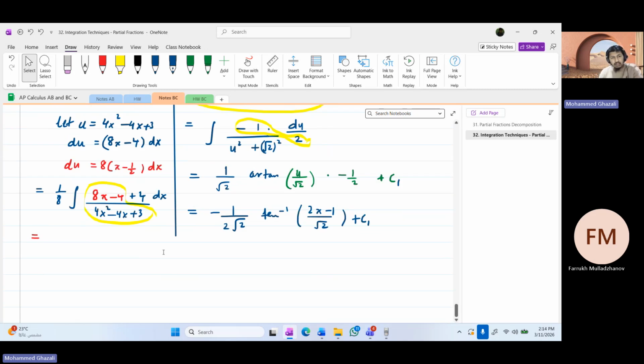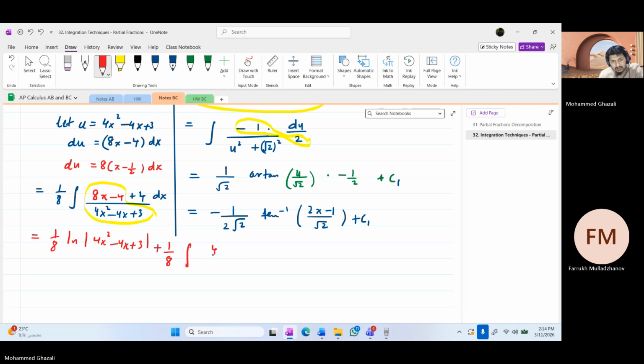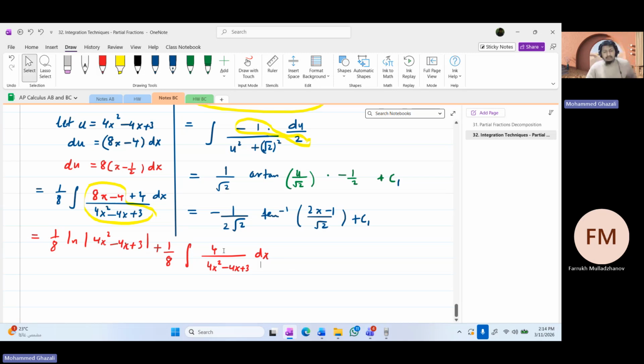That is correct. So that's 8x minus 4 over 4x squared minus 4x plus 3. So this is 1 over 8 ln absolute value 4x squared minus 4x plus 3, plus 1 over 8 integral 4 over 4x squared minus 4x plus 3 dx. But you see, the second part is just arctan form.